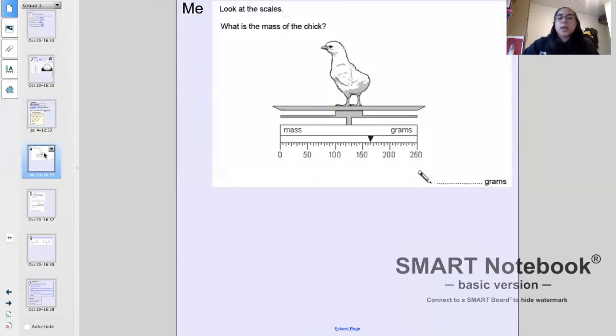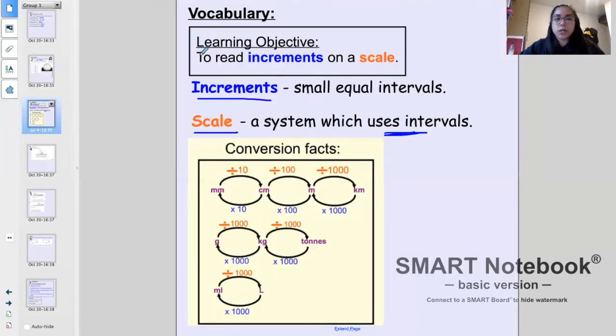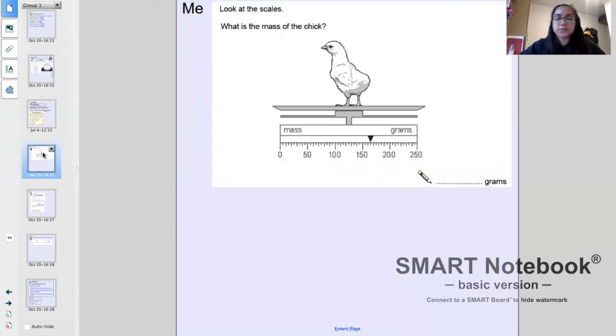Okay, so I'm going to have a go at this question here. What I want you to do, just have in mind our learning objective. We are learning to read increments, okay, on a scale. That's the objective for today's lesson. So have a think about what my steps are when I am answering this question.